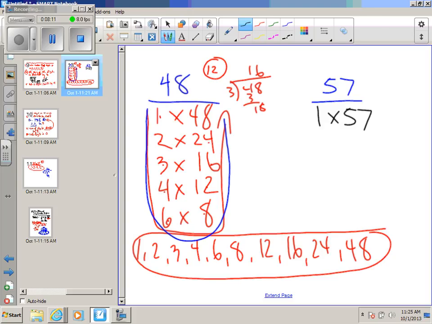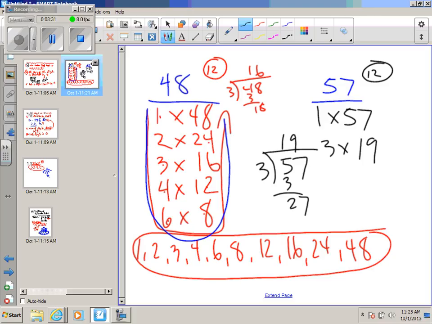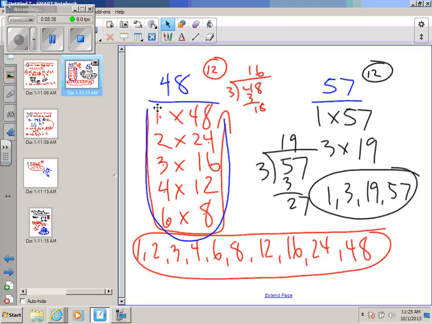It's not even. Tell me the sum of the digits, please. 5 plus 7 is what, Desriana? 12. Is 12 divisible by 3? Then so is 57. You have to find out if you don't know. 1, 27, 9, 3 times 19. List them. 1, 3, 19, 57. Do not assume a number is prime unless you run it through your tests.